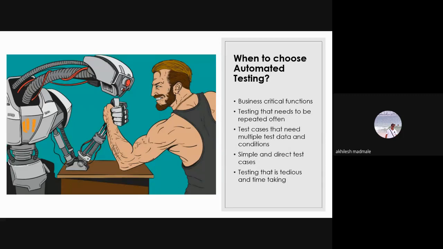Like in case of business critical functions, where we cannot afford the manual errors, in that case we will go with the automation testing. The testing which is repeating in nature, like we need to do testing again and again, in that case we will go with automation testing.